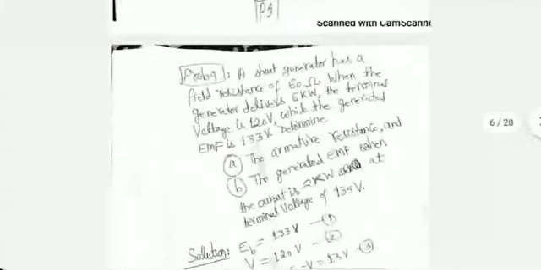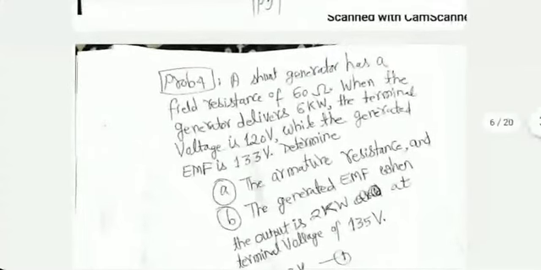Okay, next one. Again, a shunt generator. RF is 60 ohm. When the generator delivers 6 kilowatt, that is output power, the load voltage, that is terminal voltage, is 120 volt, while the back EMF is 133 volt. Determine the armature resistance and the generated EMF, that is EB, when the output drops to 2 kilowatt and terminal voltage goes up to 135 volt.